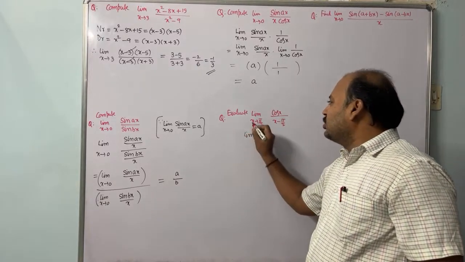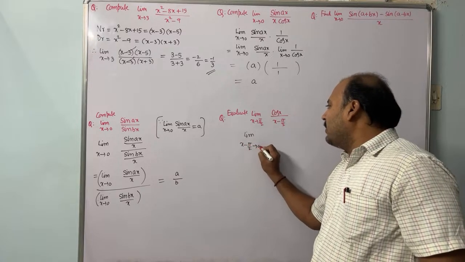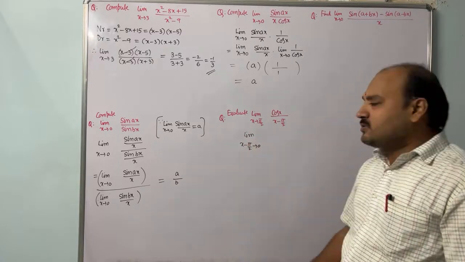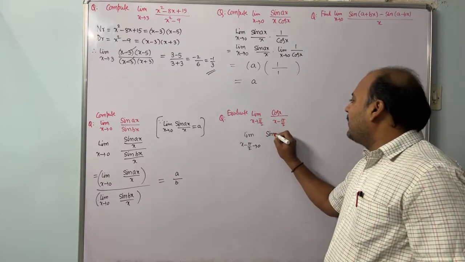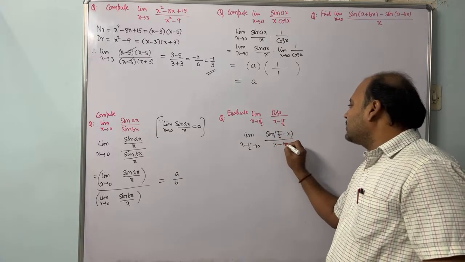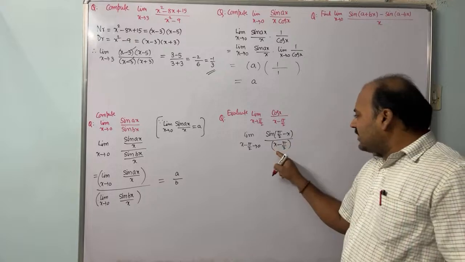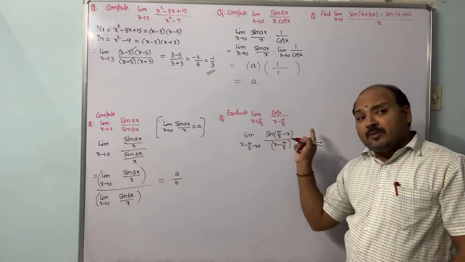Limit x tends to pi by 2. So x minus pi by 2 tends to 0. Bringing pi by 2 over, it becomes x minus pi by 2 tends to 0. Cos x we will write as sin of (pi by 2 minus x) only, divided by x minus pi by 2. But here x minus pi by 2 is there, here also x minus pi by 2 is there, but in the numerator pi by 2 minus x is there.